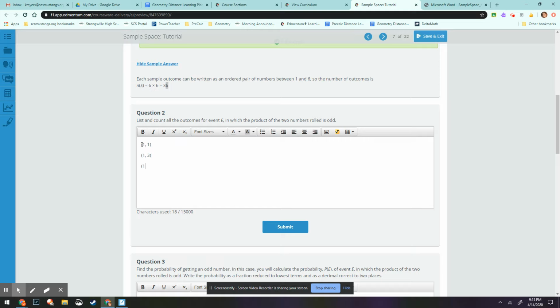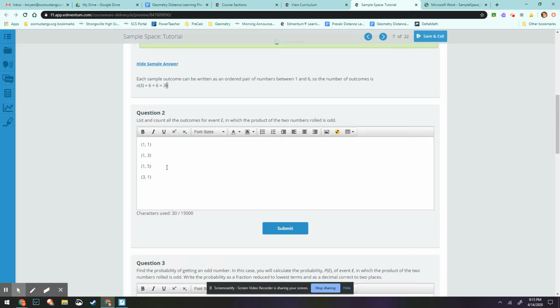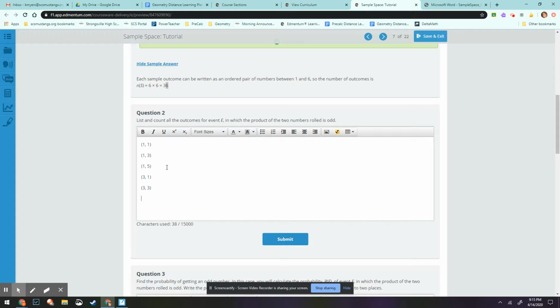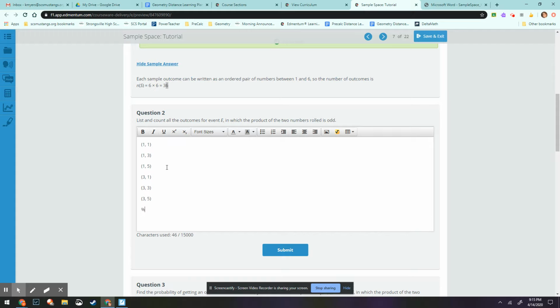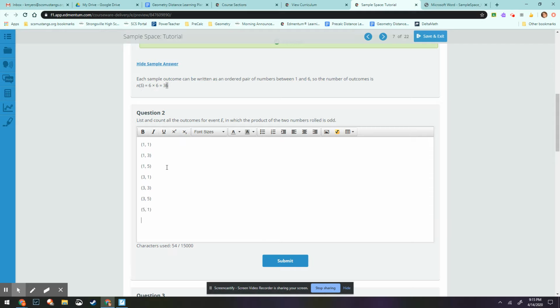And then if I got a 1 on the first roll and then a 5 on the second roll, 1 times 5 would be odd. So those 3 are possibilities. However, there's more possibilities, because I could get a 3 and a 1. I could get 3 and 3. I could get 3 and 5. I could get 5 and 1, 5 and 3, and 5 and 5.